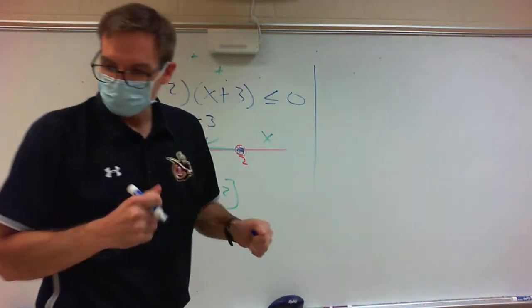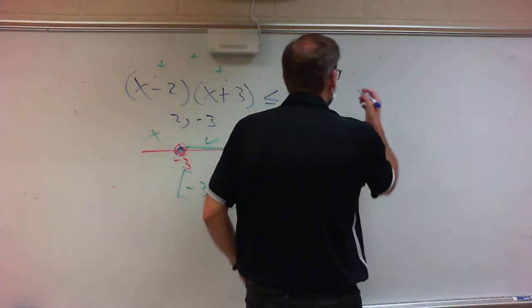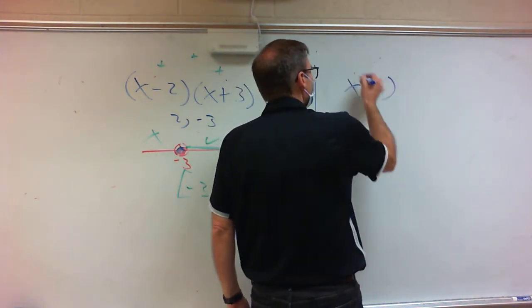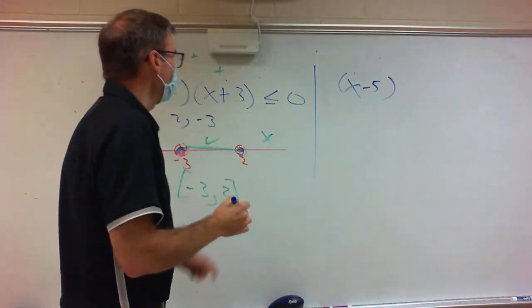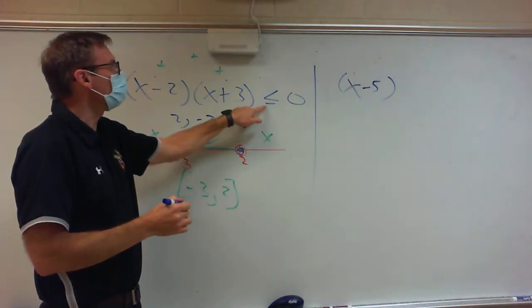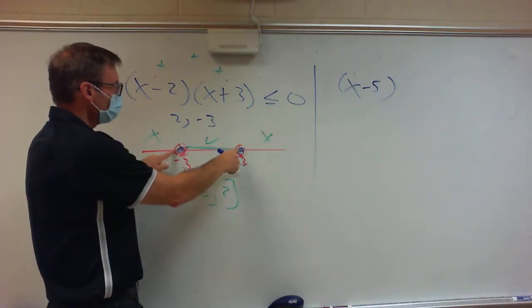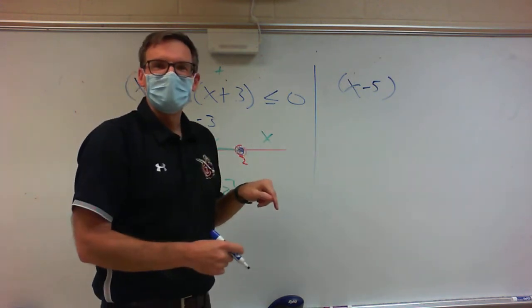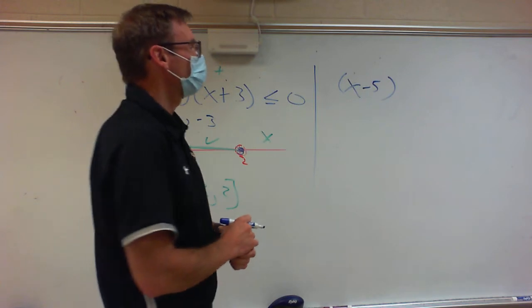Let's do this one. I forgot to mention what determines whether it's brackets or parentheses: the equal to or not. If it's filled in, you get a bracket. If it's not filled in, you get a parenthesis. And infinity always gets a parenthesis.